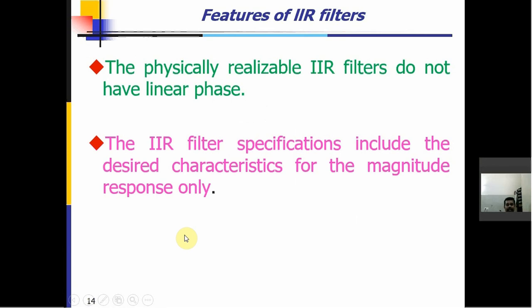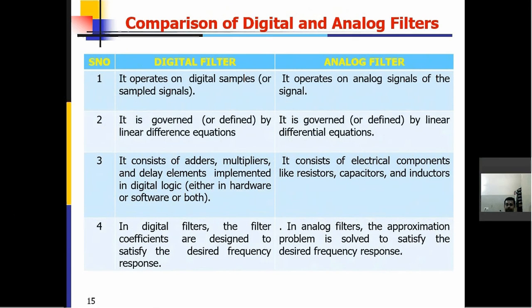The physically realizable IIR filters do not have linear phase. The IIR filter specifications include the desired characteristics for the magnitude response only.